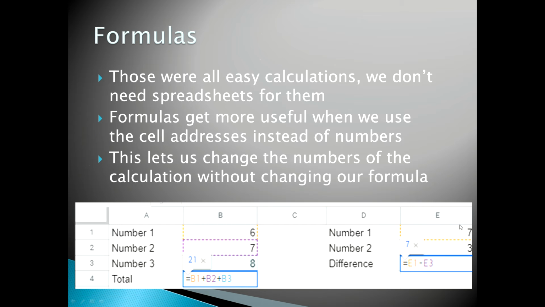Second example over here, we take away some. So number 1 is 7, number 2 is 3, and if we say equals E1 minus, that should say E2, not E3, that's why it didn't work. So it should be E1 minus E2. So we always start by typing in that equals, and then we type in the cells that we want to work with.